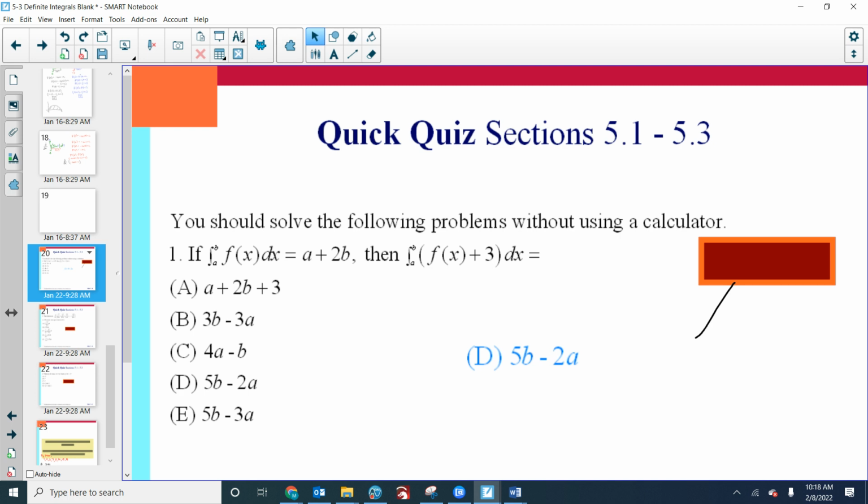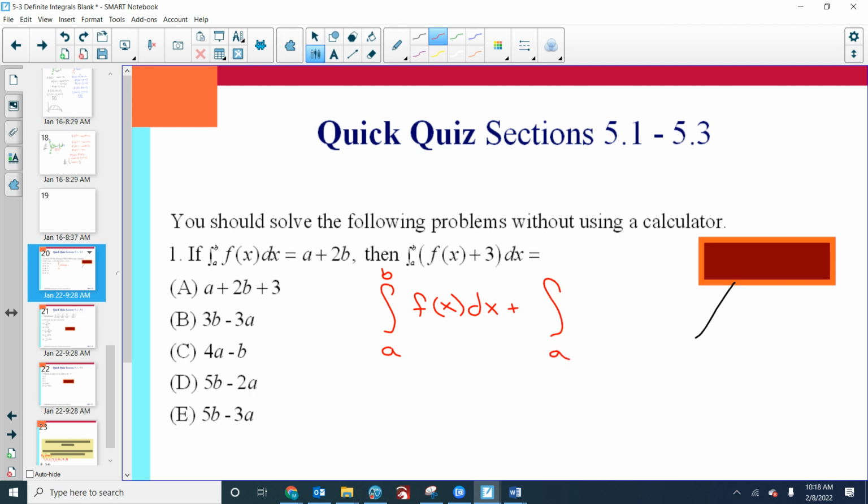Let's practice some properties of integrals here. Isn't this the integral from a to b of f of x dx plus the integral from a to b of 3 dx? Agree or disagree?